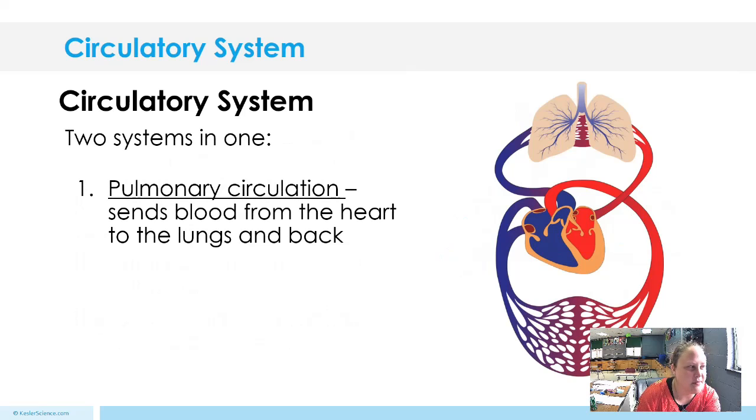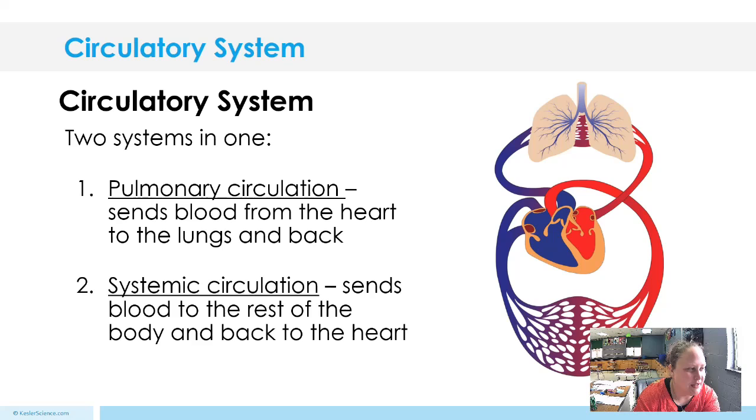The two systems in the larger circulatory system are, the first one, the pulmonary circulation. It sends blood from the heart to the lungs and back. So your pulmonary system is these main two right here. They go either from the lungs back to the heart or from the heart to the lungs. And we'll talk about the red and the blue in a little bit.